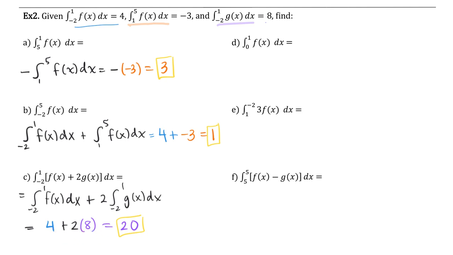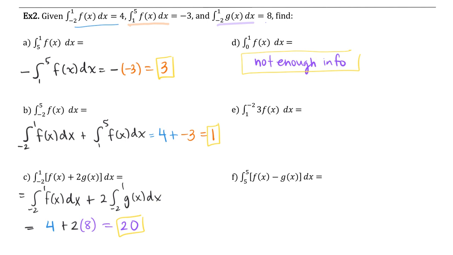Okay, let's try another one. D, from 0 to 1 of f of x dx. Okay, 0 to 1. I have negative 2 to 1. I have 1 to 5. Is there any way I can get from 0 to 1? Negative 2 to 1. If I knew negative 2 to 0, I could figure it out. I don't think I have enough information. So for this one, I believe I do not have enough information. There is an answer. I just don't know the answer based on the information they gave me.